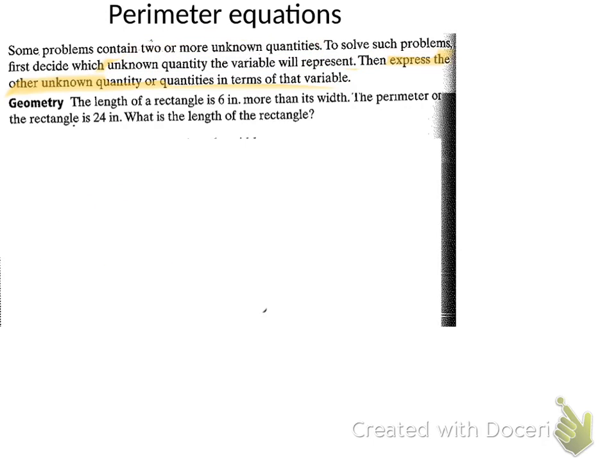As you know already, it's going to do with perimeter. It says, the length of a rectangle is 6 inches more than its width. The perimeter of the rectangle is 24 inches. What is the length of the rectangle? So let's start by writing out the perimeter of a rectangle formula.